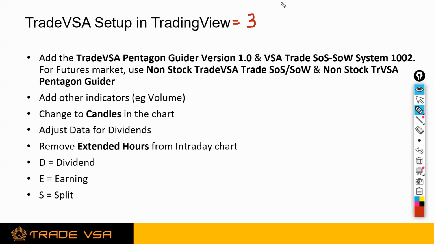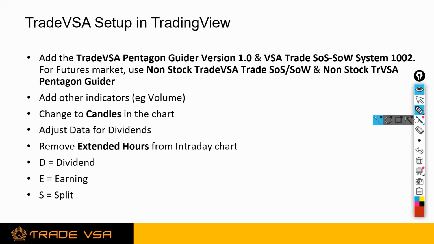So the total number of indicators can go up to 3, but mainly we use 2. Personally I use 2. The first is the Pentagon guider, and the SOSW. Make sure you set these correctly in your chart. For the futures market, you have to switch to the non-stocks versions: non-stocks SOSW and non-stocks Pentagon guider. So there are 2 different indicators for Pentagon and 2 different indicators for SOSW.